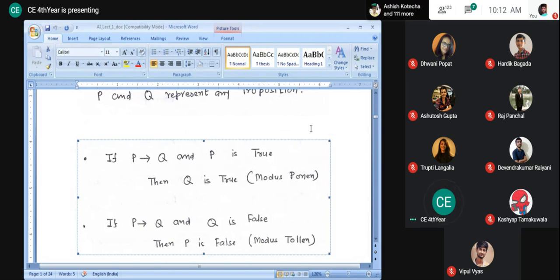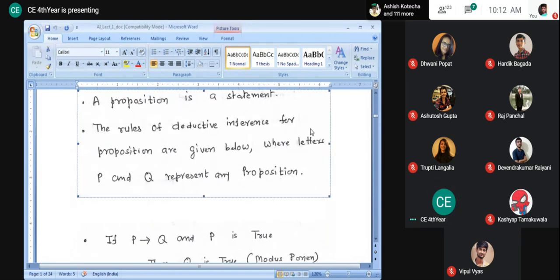First one, if P implies Q. The first rule I am discussing: if P implies Q and P is true, then Q is also true. Very simple rule. P implies Q means if P, then Q. And it is given that P. If P, then Q, and it is known that P is true. Obviously, we can conclude that Q is true.